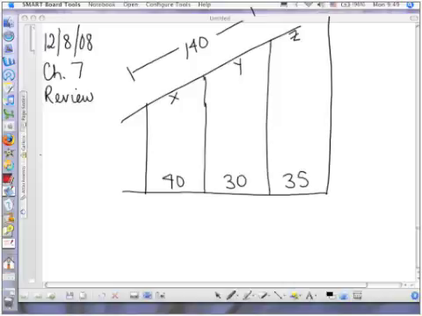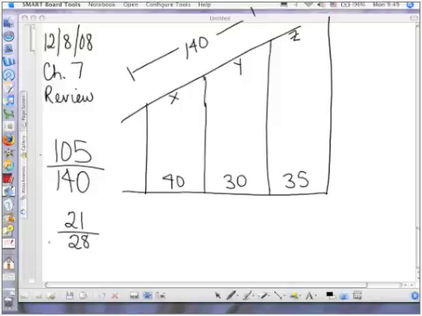So what is 40 plus 30 plus 35? 105. Very good. 105 over 140. Can that be reduced? Yes. By what? Well, let's start with 5. It reduces to 3/4. Okay, so my scale factor is 3/4.